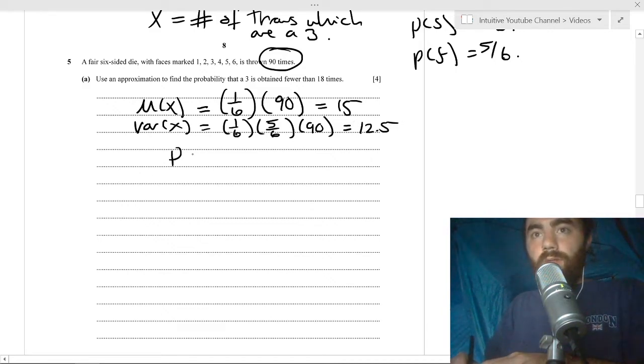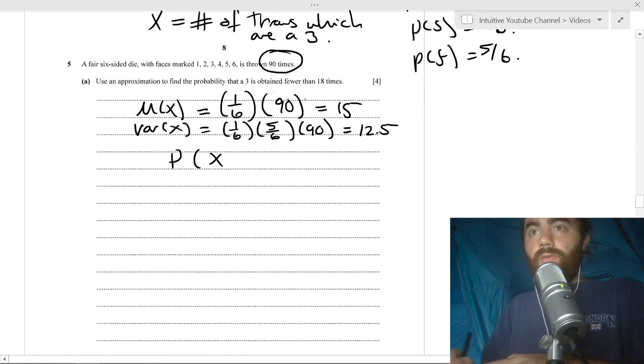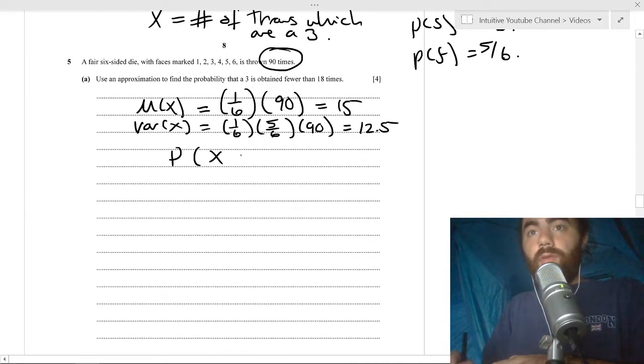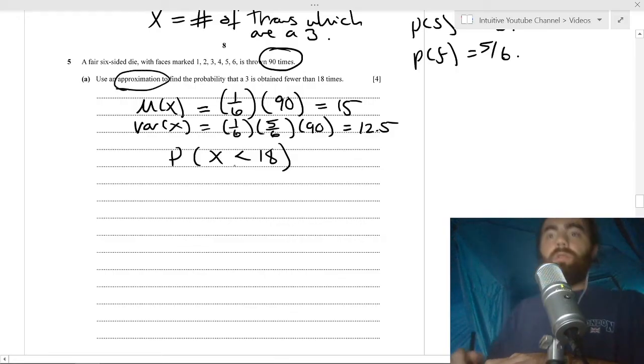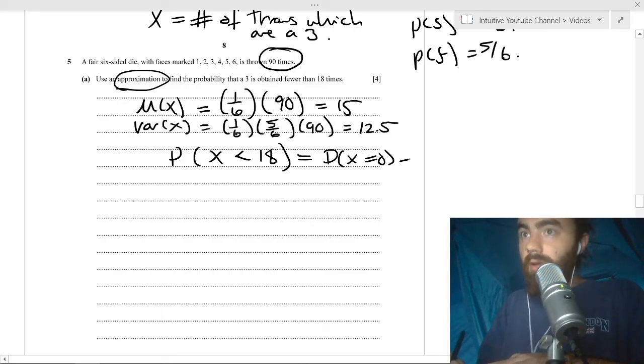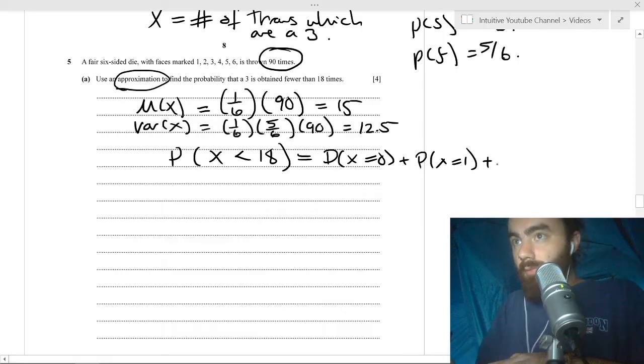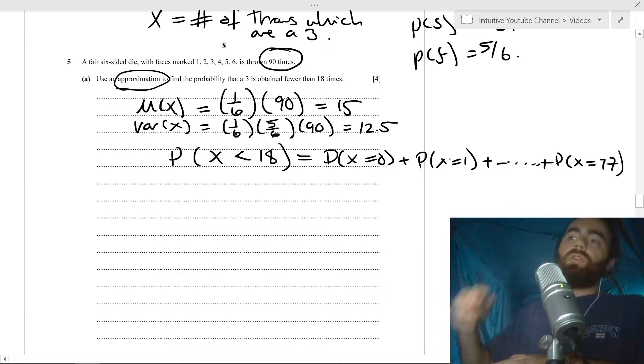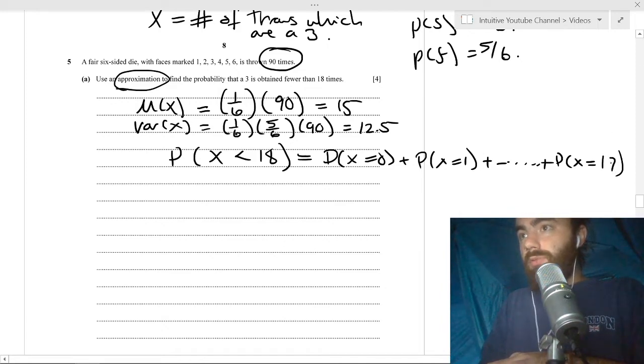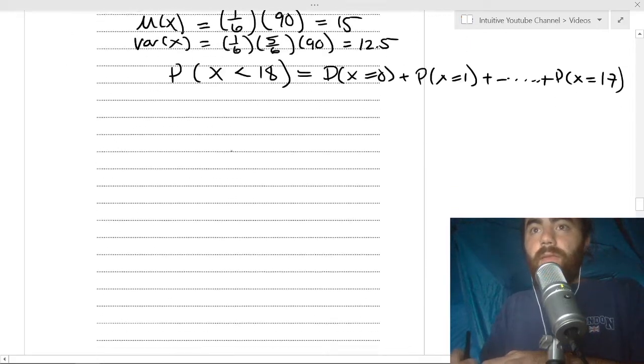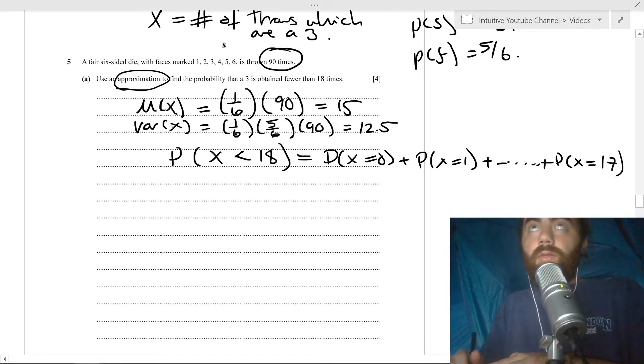And it wants us to find the probability that the number of throws in which we roll a 3 out of 90 throws is fewer than 18. And the reason that it wants us to find an approximation here is because if we wanted to find this through a binomial method, we'd have to do the probability of x equals 0 plus the probability of x equals 1 plus all this stuff plus the probability of x equals 17, and that would take ages for us to do. So instead of doing that, let's use a normal approximation for this binomial distribution.